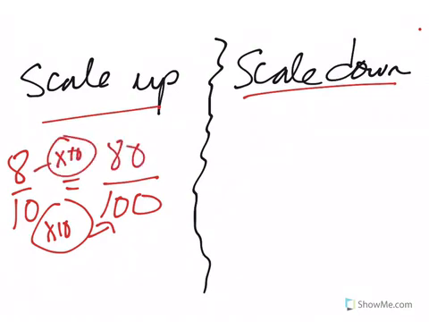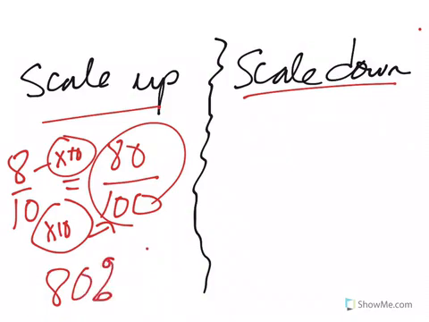8 times 10 would give me 80. We've got 80 hundredths, or 80%. Or just for the fun of it, we could say 0.8 or 0.80 as my decimal.